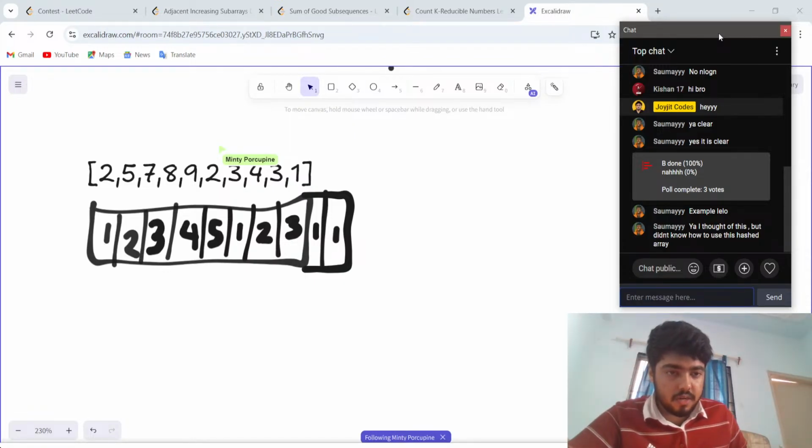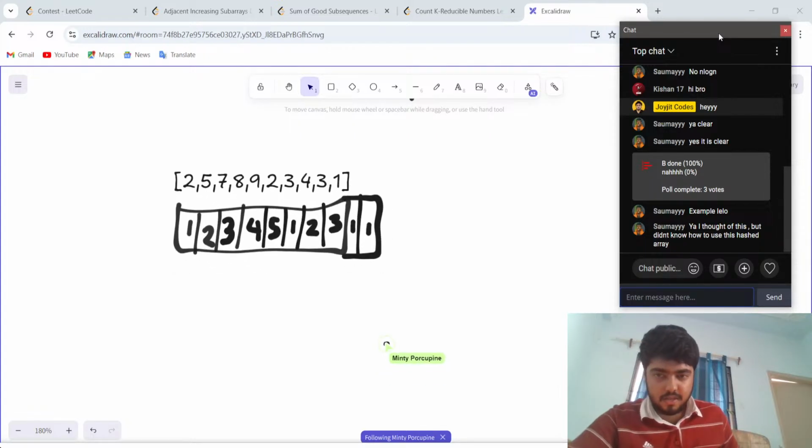Yeah, I thought of this but didn't know how to use this hashed array. This is not a hashed array. You may name it something you feel like. Okay, so this part is clear, right? Now think about this.